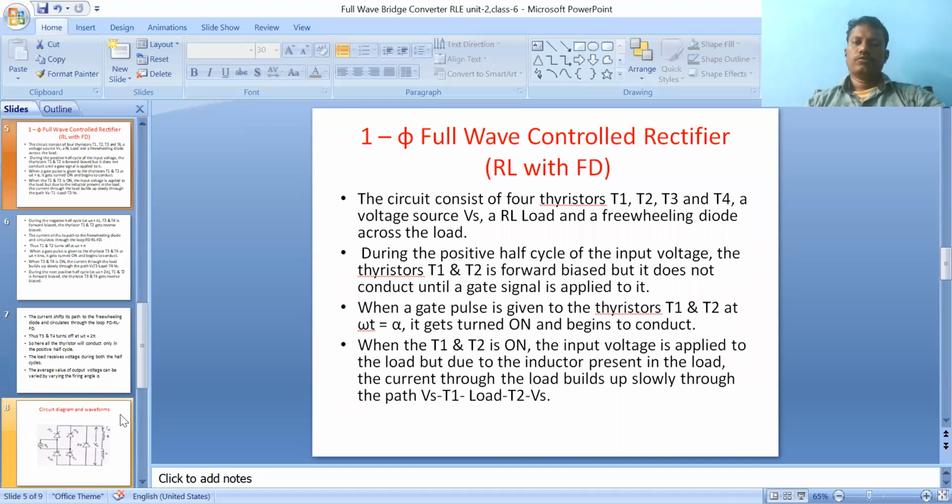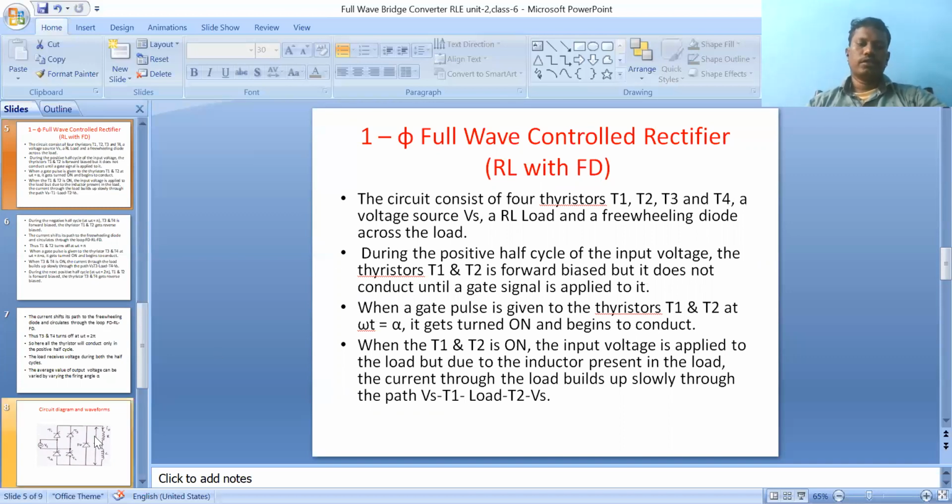Okay, then one more concept is single phase full wave controlled rectifier with RL load and freewheeling diode. We know the properties, functions, and advantages of the freewheeling diode. The first advantage is that it improves the power factor and maintains the output current continuous, and the system performance is better with a freewheeling diode. The freewheeling diode is always connected across the load only.